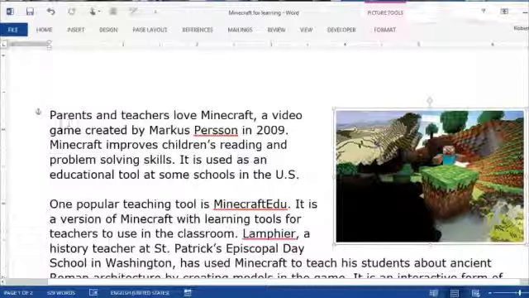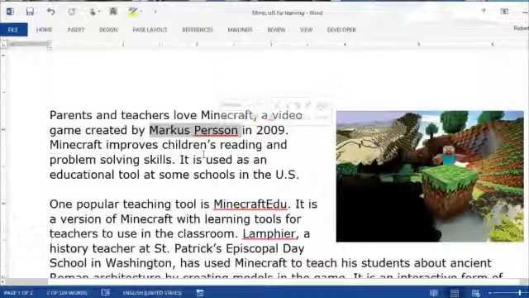Okay, so this first part, I'll just go ahead and briefly talk about this. In here, parents and teachers love, or they really like, Minecraft. And we can see that it was made by this guy named Marcus Persson, and he made this game in 2009. So that's 6 years ago. And this game is still popular with a lot of elementary and even middle school students.